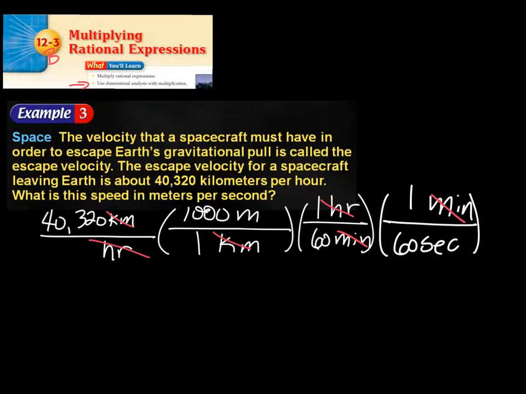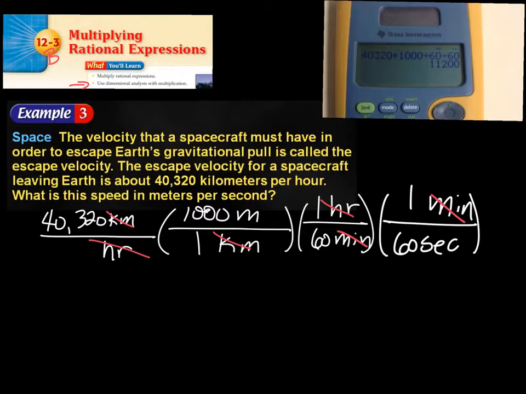I'm just going to type it in the calculator, and the things that are in the numerator are multiplied, things that are in the denominator we divide. And we get 11,200 meters per second.